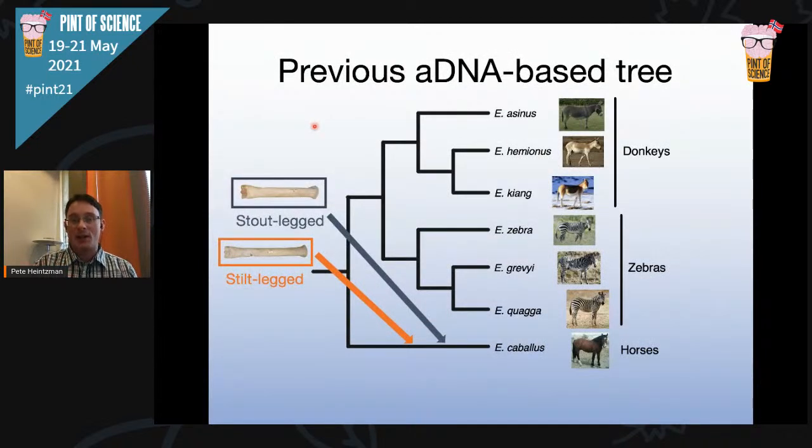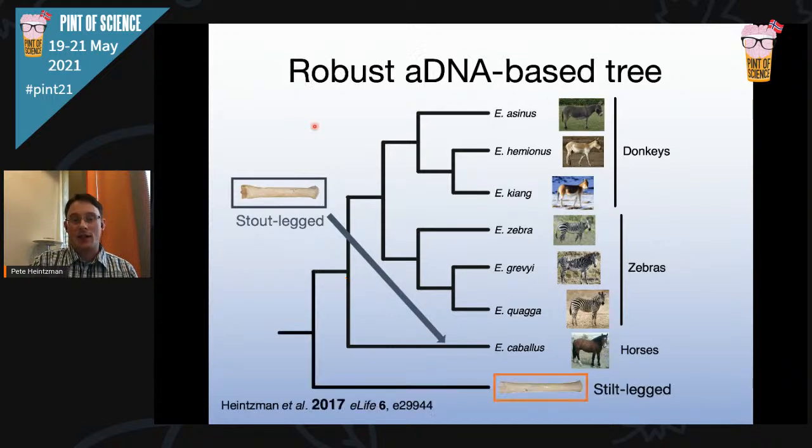So this was the previous ancient DNA-based tree, but based on our findings, what we found is that the stilt-legged horses fell outside of the diversity of living horses. So this is very interesting. This is very different to anything that was previously thought based on either anatomy or previous ancient DNA studies. And because this fell outside of living horse diversity, which can be interpreted as the genus Equus, we gave these stilt-legged horses their own genus name, which we called Harringtonhippus.